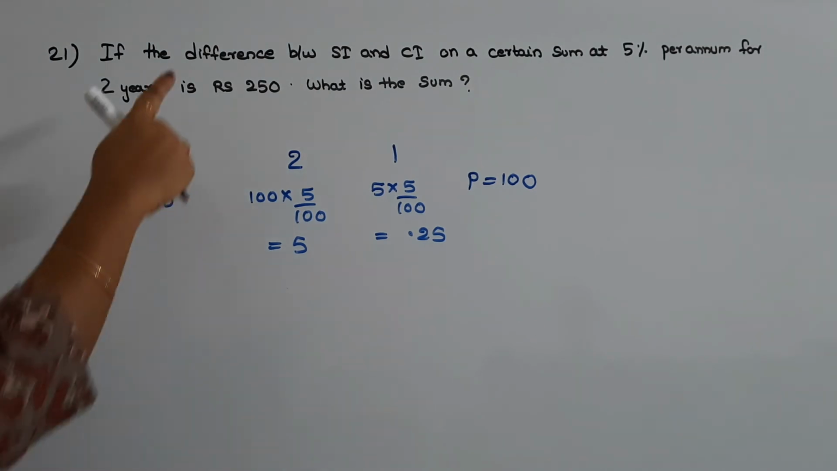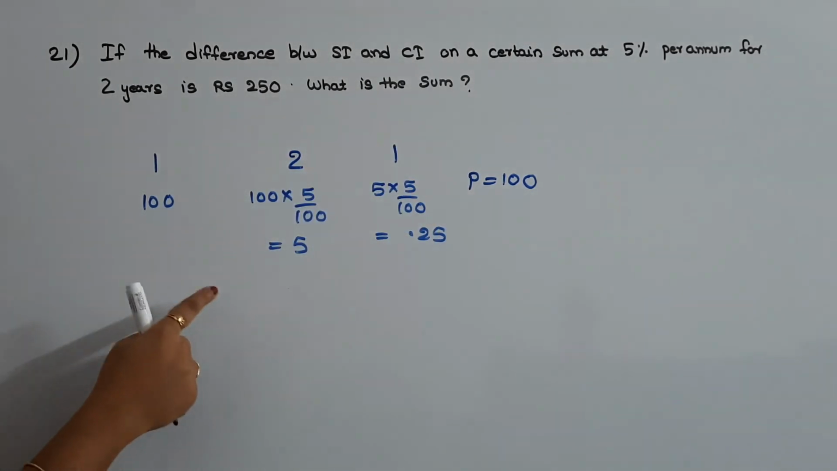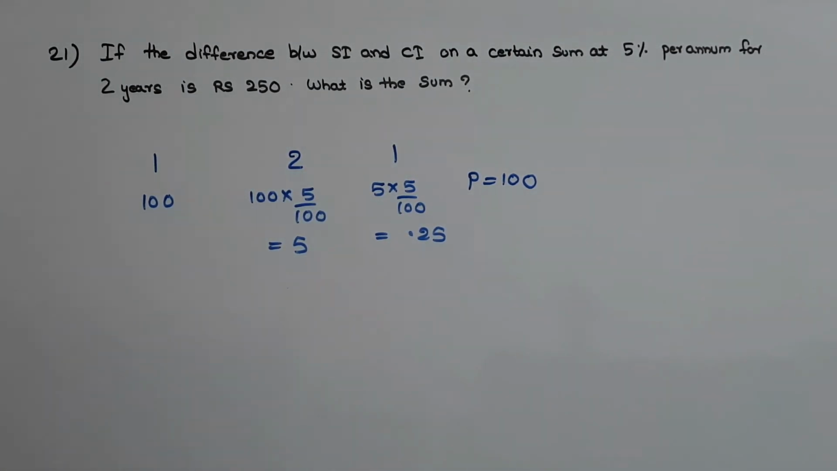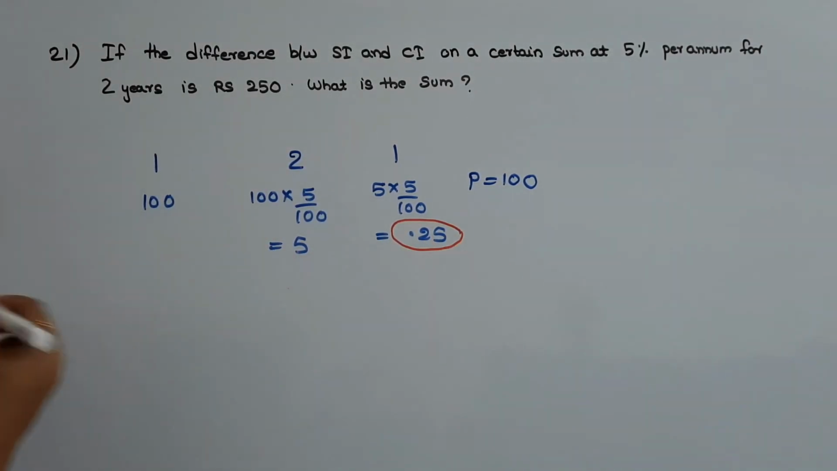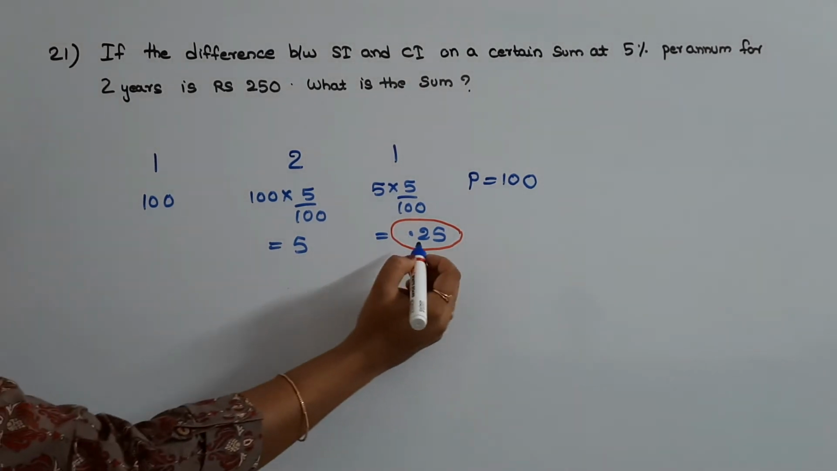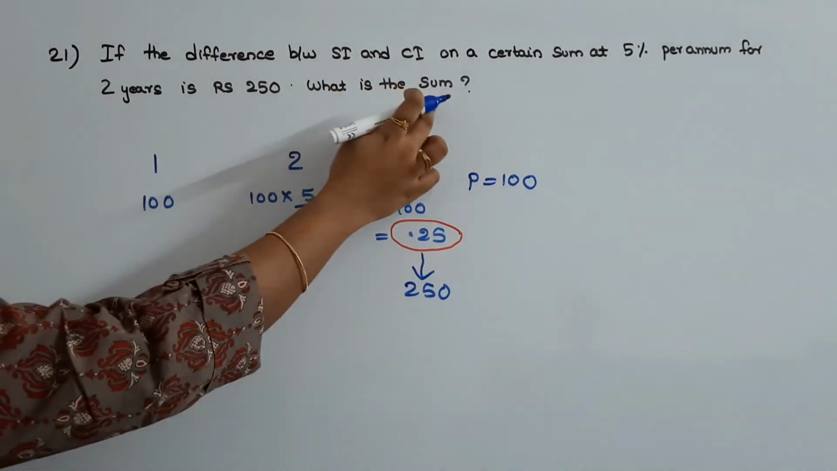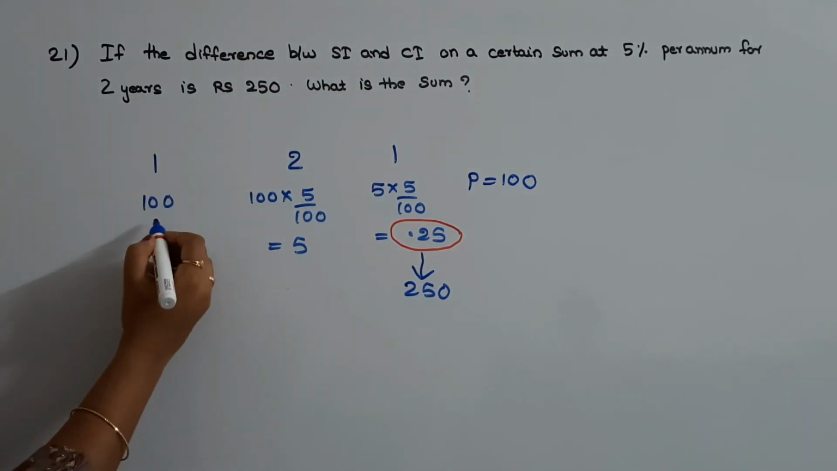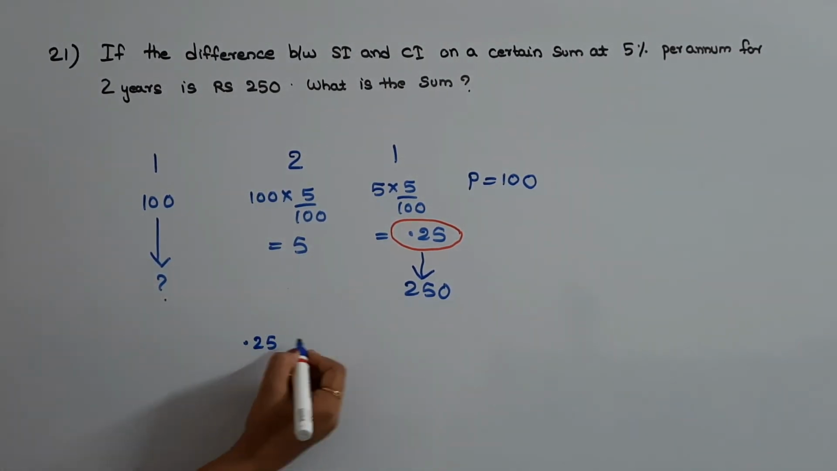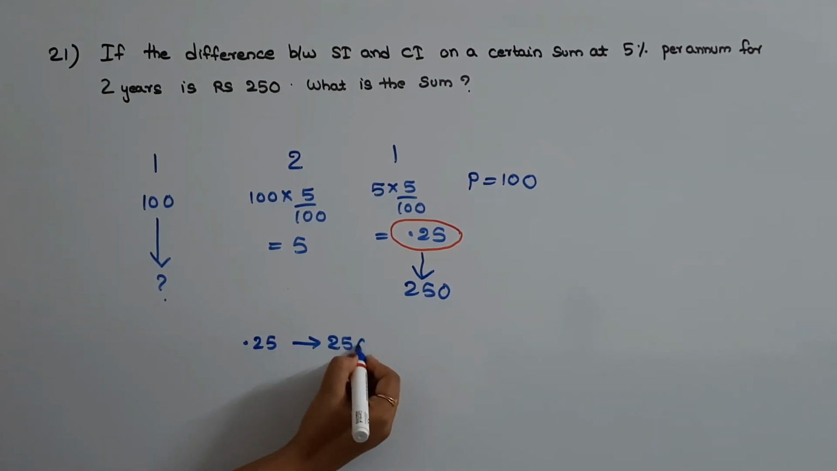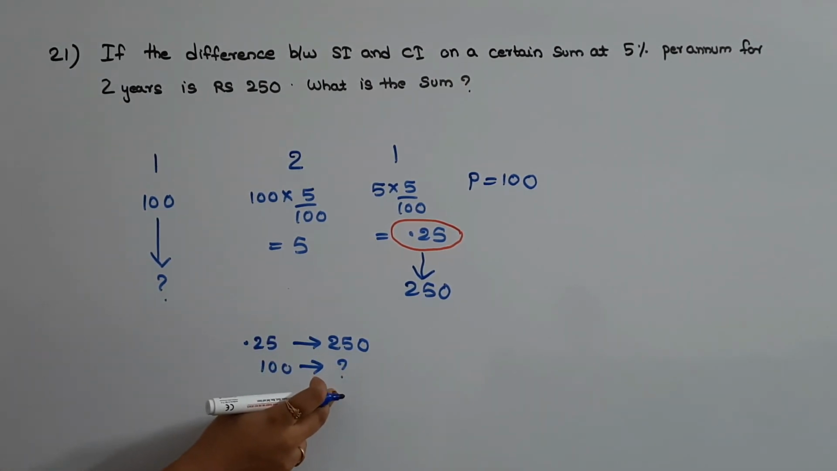Now in the question, the difference between simple interest and compound interest is given as 250. So from here, what is the difference between simple interest and compound interest? The difference will be this value. So 0.25 is given in the question as 250, and we need to find out the principal. Here the principal is 100. So how can we represent this principal? If 0.25 can be written as 250, how can we write 100? On cross multiplying we will get this value. So this value will be the principal.